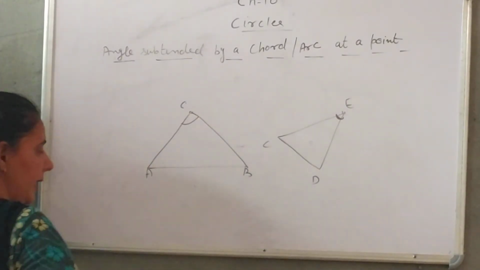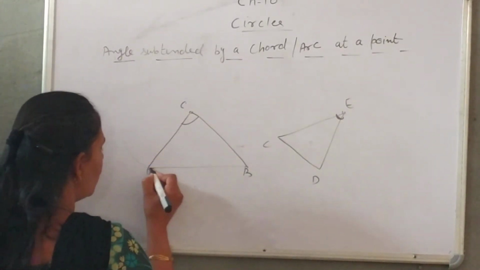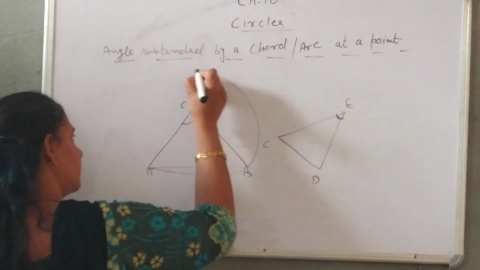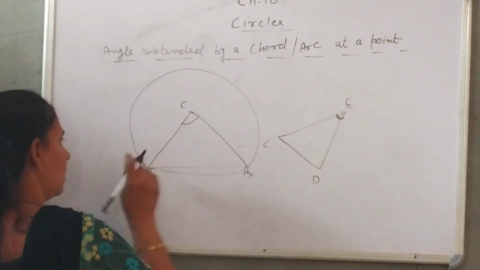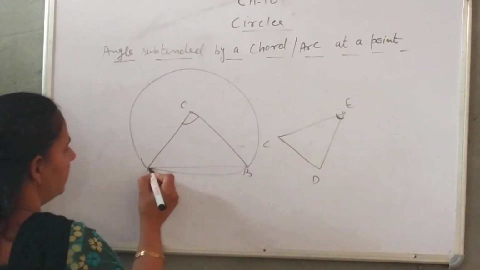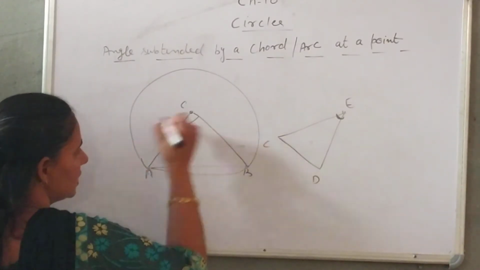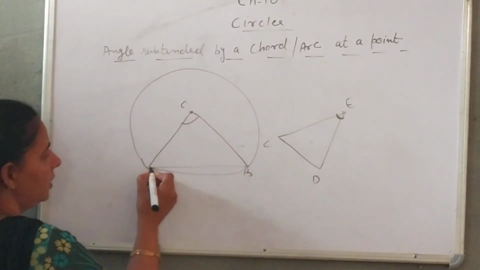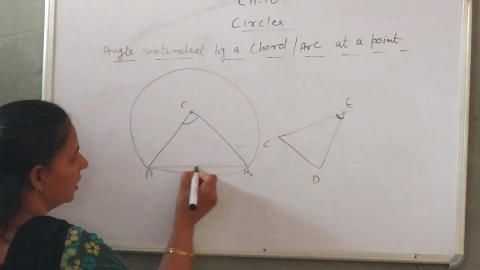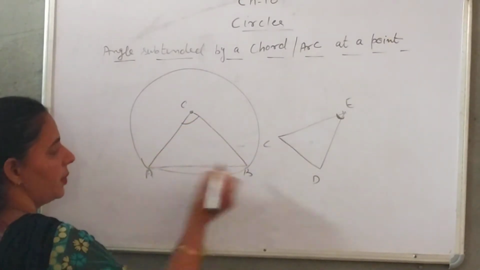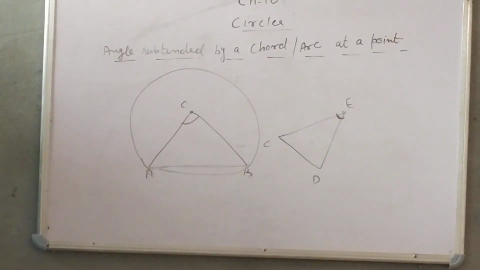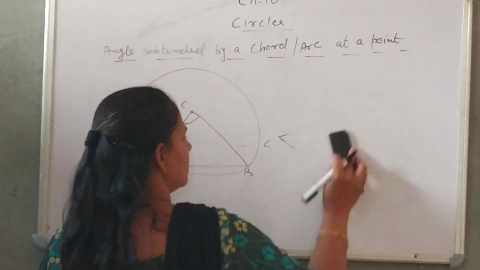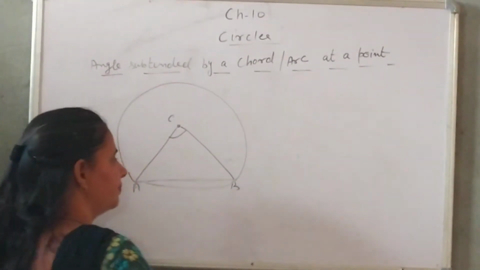If this AB is a chord of a circle, this AB is given, a chord of a circle, then we can say this point C is any point in the interior of the circle. AB is a chord, so angle C is subtended by chord AB. Or similarly you can say angle subtended by an arc as well.